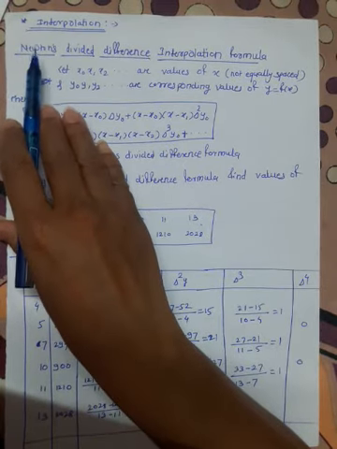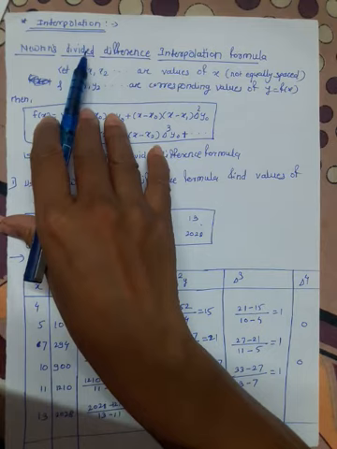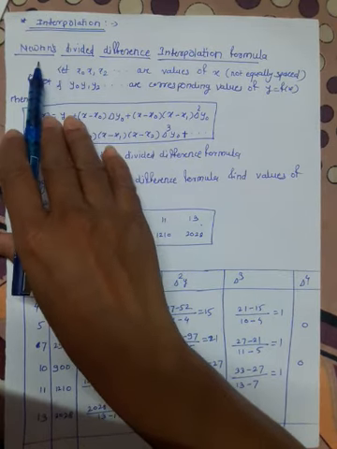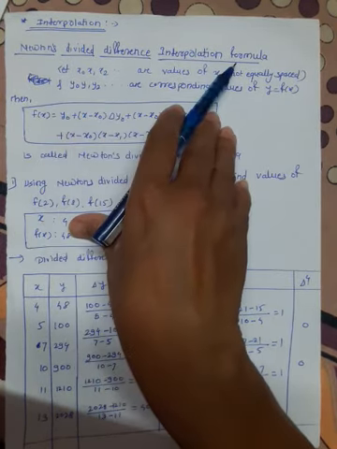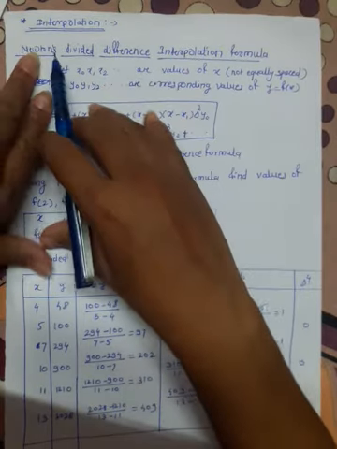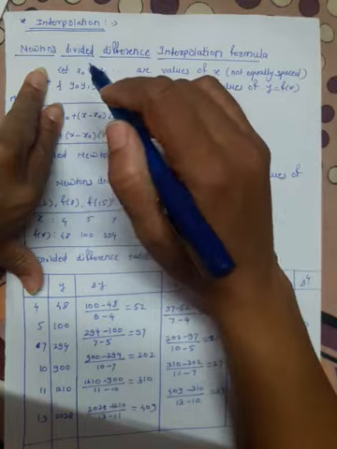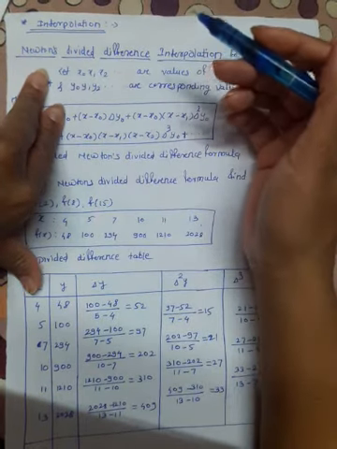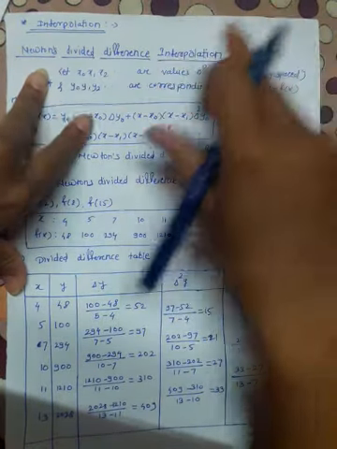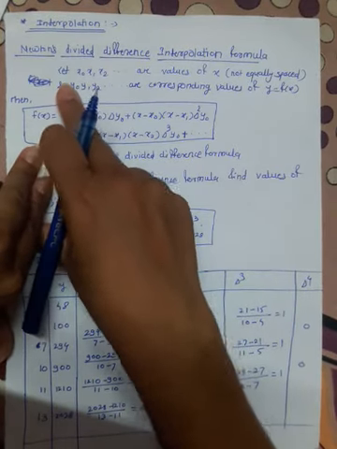The only interpolation formula we have in our syllabus is Newton's divided difference interpolation formula. See, what is this formula used for? It is a formula used for finding the function at a particular point. Okay, and let us start with the formula.